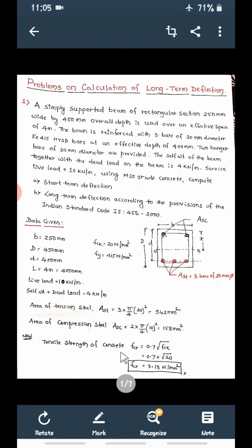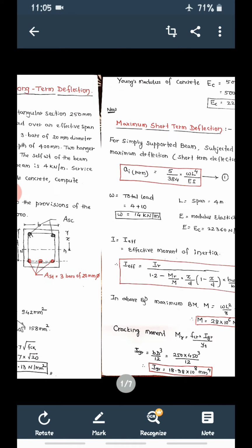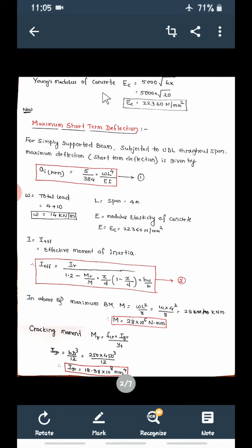Now, what is the tensile strength of concrete, fcr? Already we've seen this formula. fcr is equal to 0.7 into root fck. 0.7 into root 20, that is 3.13 Newton per mm square. That is fcr. Then Young's modulus of concrete, Ec, capital E indicates Young's modulus of concrete. Young's modulus of concrete 5000 root fck, that is 5000 root 20, that is 22360 Newton per mm square.